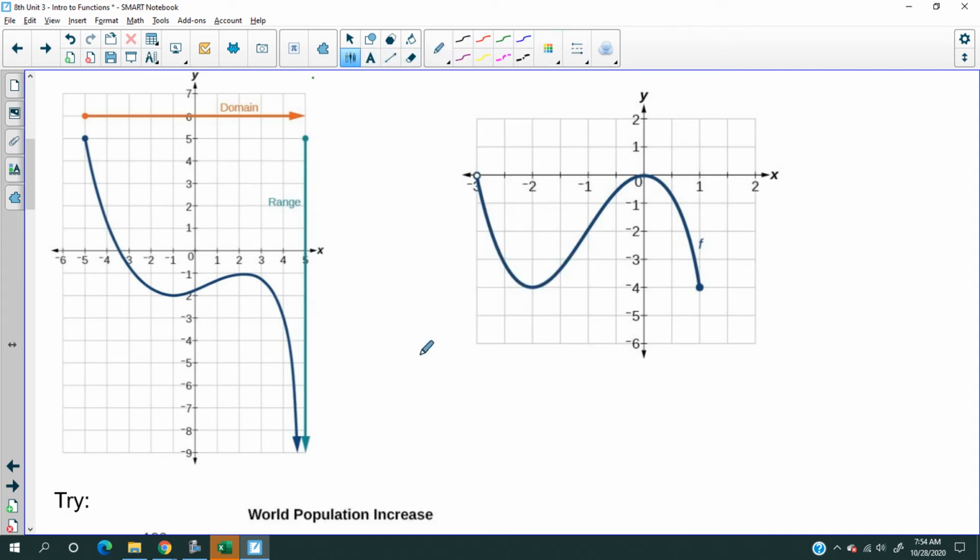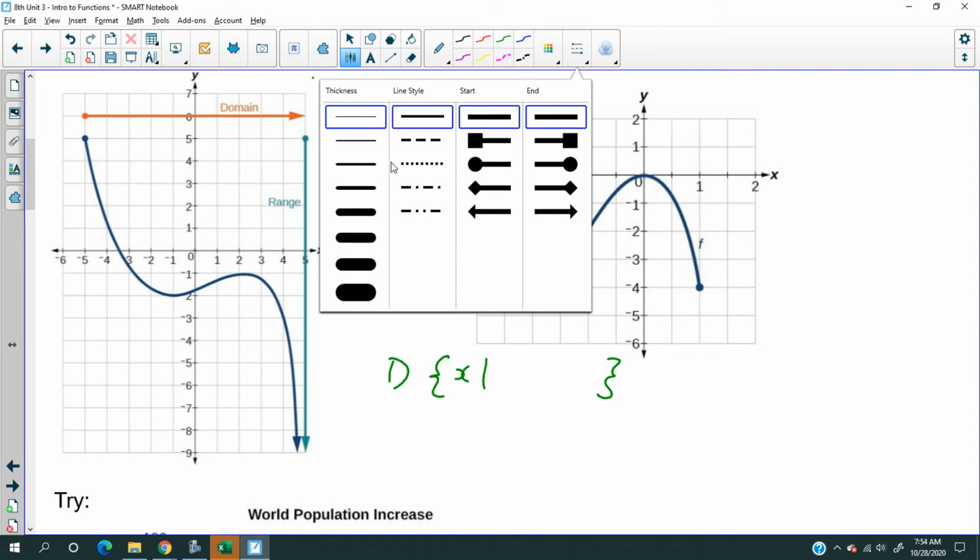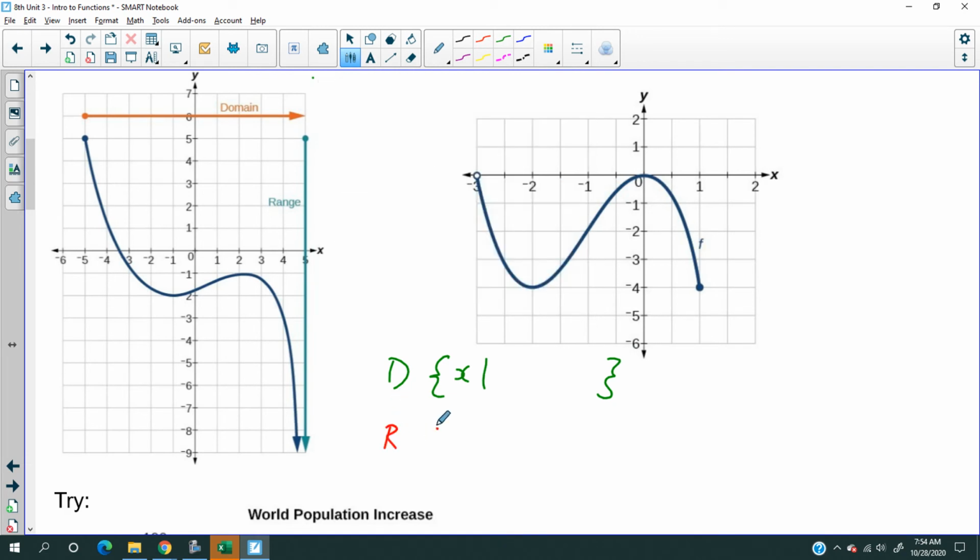So for this one, for the domain, the value of x is such that, and then I'm just gonna do that, and I'm gonna do the same thing for y. I'm just gonna set everything up. The range is such that, okay, all right, now let's see.